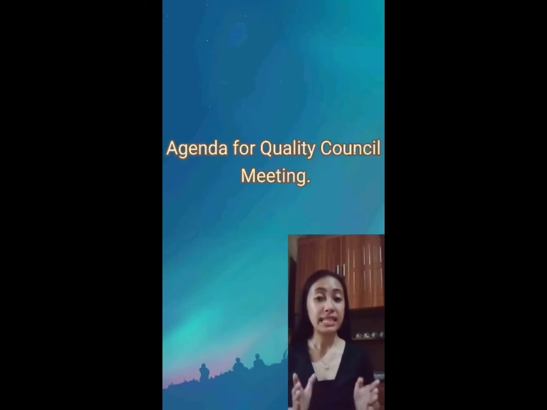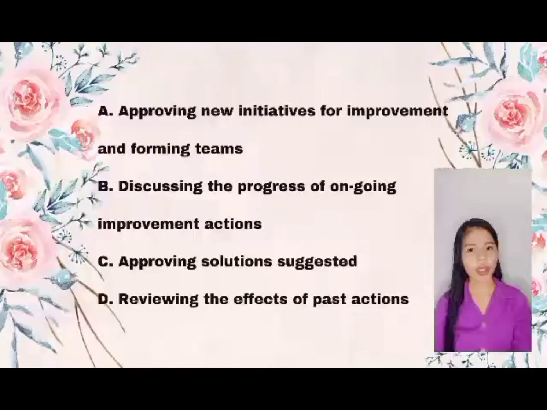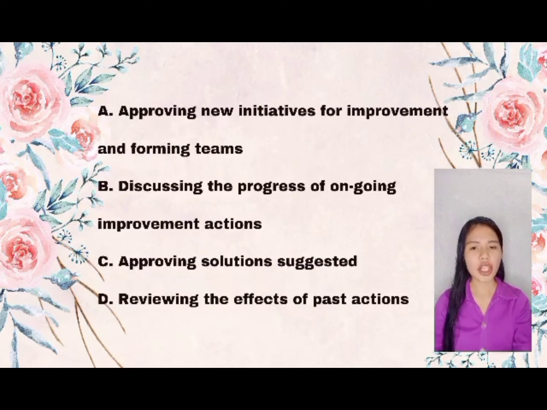Total quality management is a process of continuous change and improvement. Every process within the organization has to be assessed for the possible improvement. This is the continuation of Vanessa Anay's report. The Quality Council meets at intervals and each meeting will consider the following. First, approving new initiatives for improvement and forming teams. Second, discussing the progress of ongoing improvement actions. Third, approving solutions suggested. And the last, reviewing the effect of past actions.